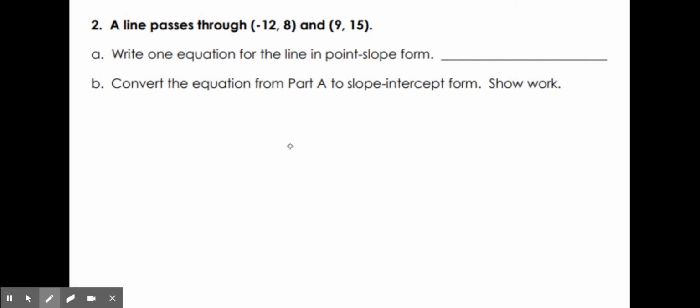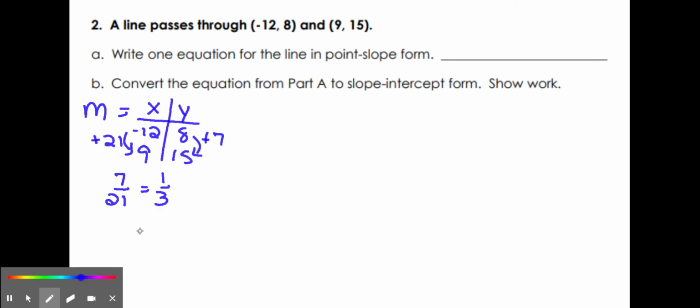So I want to show you something with this one to show that the equation that goes through these 2 points, whether we use the first point or the second point, they're equivalent equations. Okay, so it tells us to write one equation for the line in point slope form. So the first thing we need is the slope. So I want you to use these 2 points, and I want you to find the slope of this line. Okay, I got the slope was 1/3.